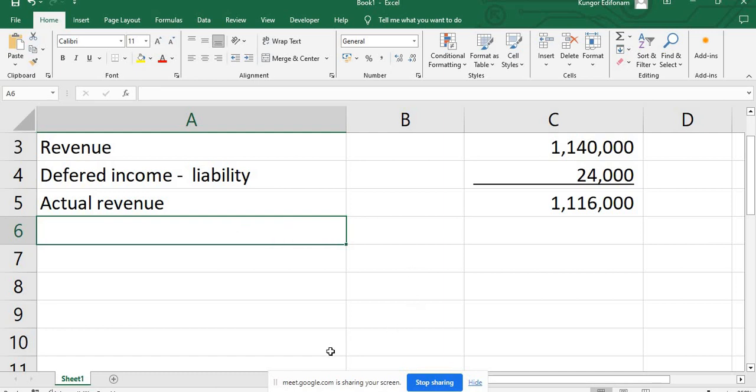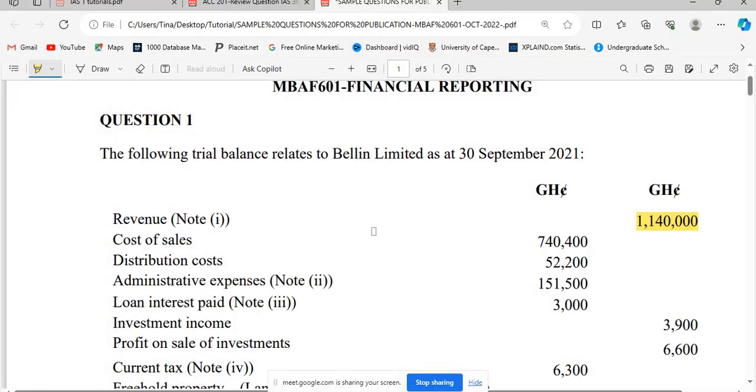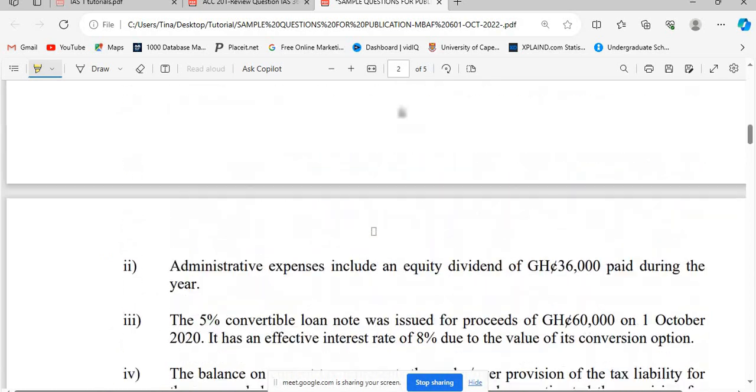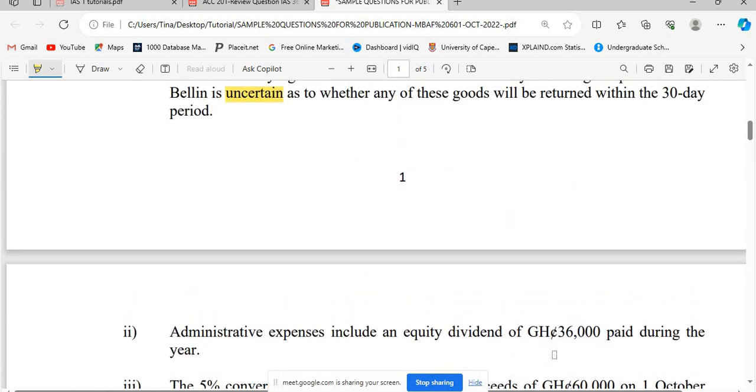So that's the first transaction. So that is how we tackle the first transaction. So let's look at the next transaction. Can we have someone go to that? Okay, administrative expenses include an equity dividend of 36,000 Ghana cedis paid during the year. So who can tell us what's happening here and what should we do? Can someone try that for us?